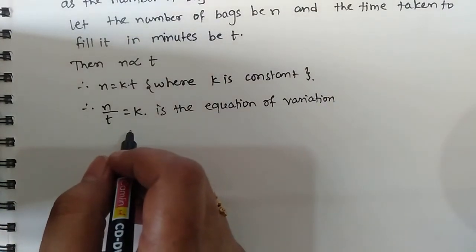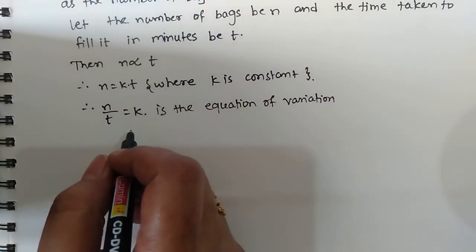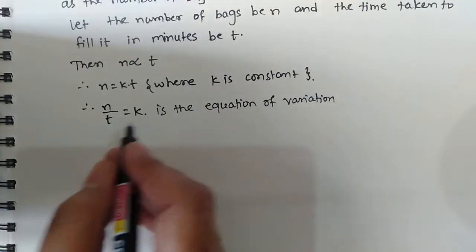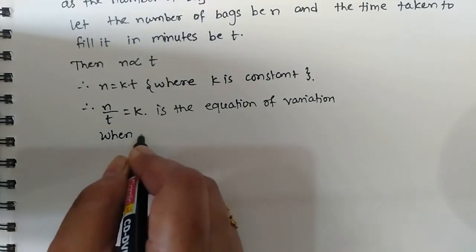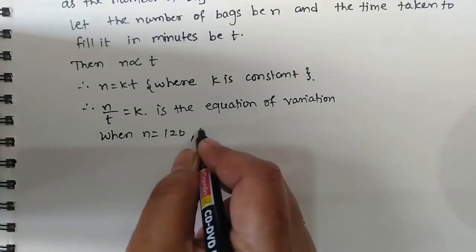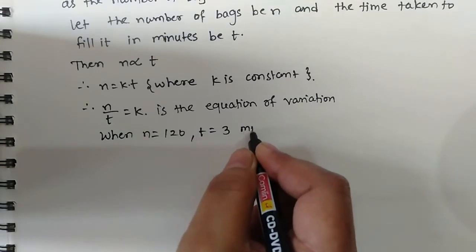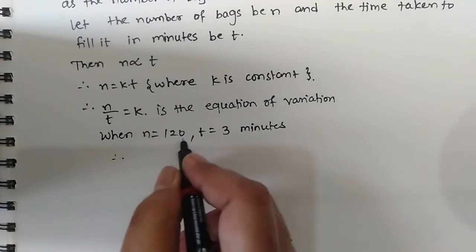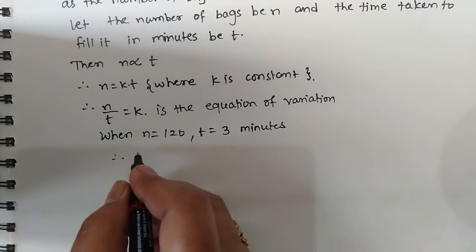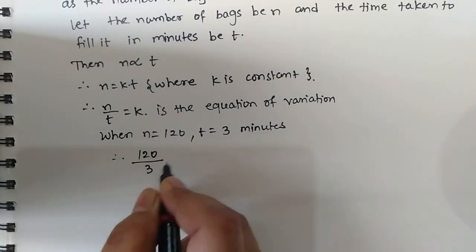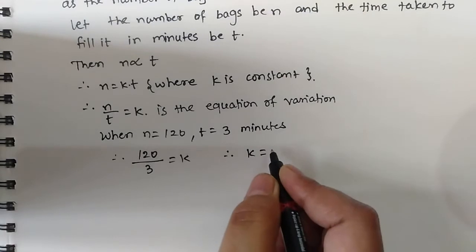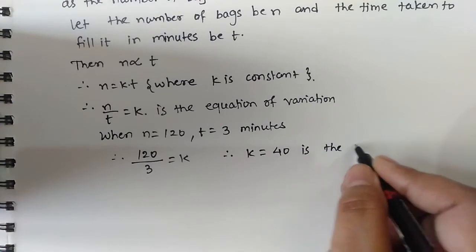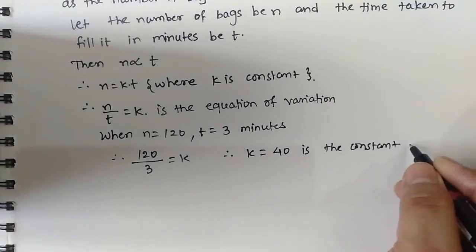So what is given in the question? 120 bags of half-liter milk can be filled by a machine within 3 minutes. It means when n is equal to 120 and t is equal to 3 minutes, then find the value of k. So put these values in the above equation. Therefore 120 upon 3 is equal to k. Therefore k is equal to 40, which is the constant of variation.